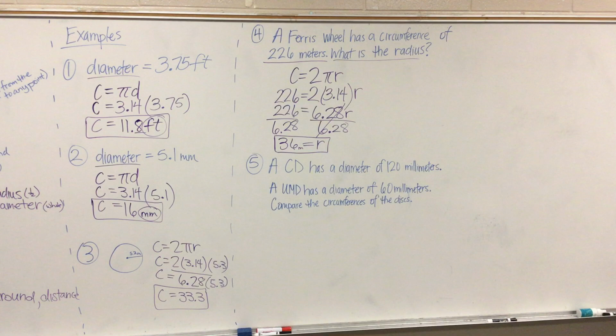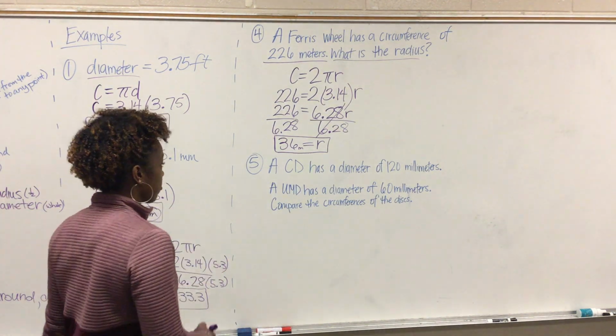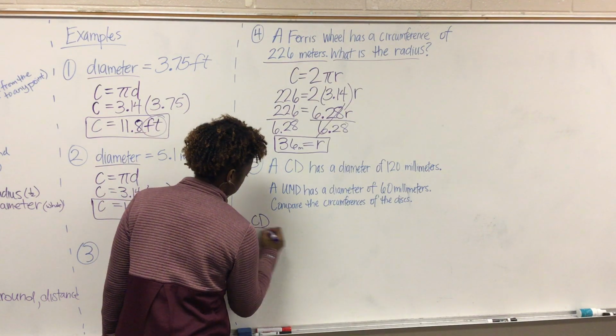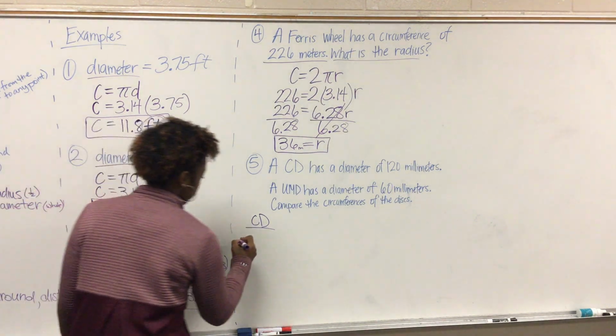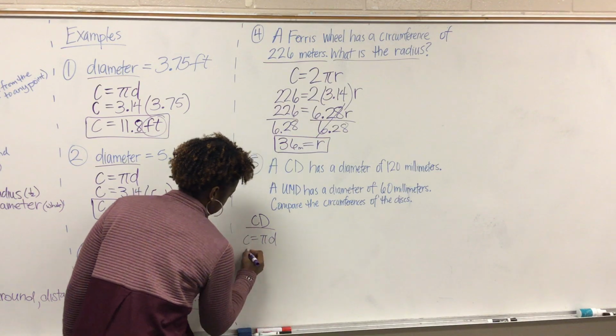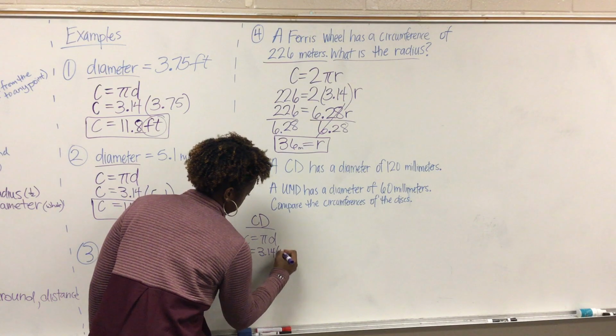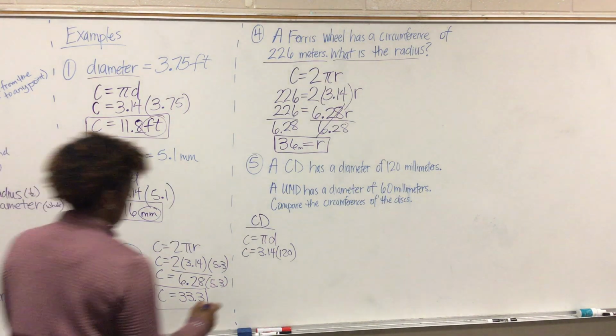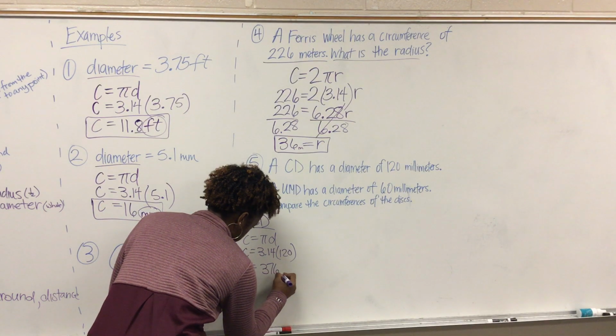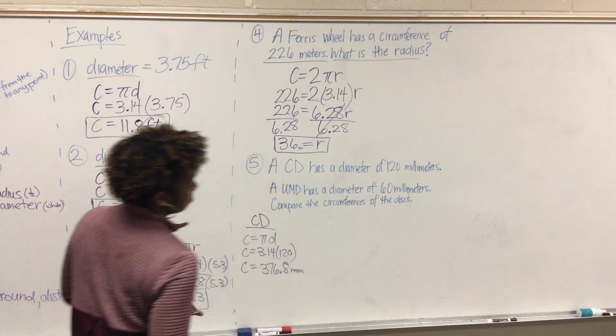Number 5. A CD has a diameter of 120 millimeters. A UMD has a diameter of 60 millimeters. Compare the circumferences. In order to compare the circumferences, first we need to figure out what each circumference is. So we're going to start with the CD. Of course, we want to label it so we can know which is which. The diameter is 120 millimeters, so we know we need to use the equation with diameter in it. So C equals pi d. C equals 3.14 times 120. We get C equals 376.8 millimeters.